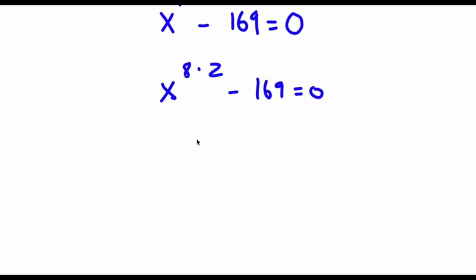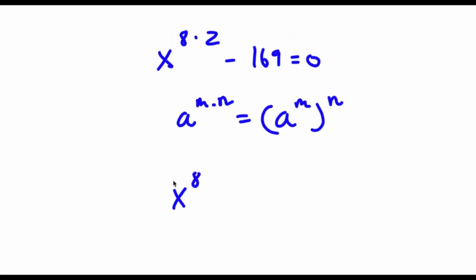And now if I have something in the form a to the power of m times n, this is the same thing as a to the power of m to the power of n. So x to the power of 8 is x to the power of 4 to the power of 2, minus 169, and 169 is the same thing as 13 to the power of 2.